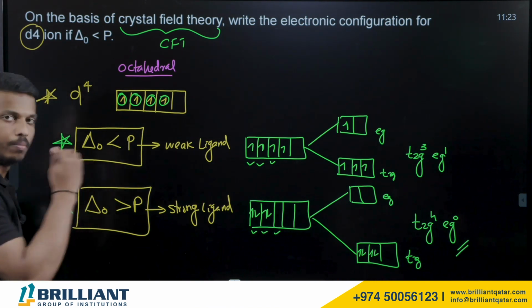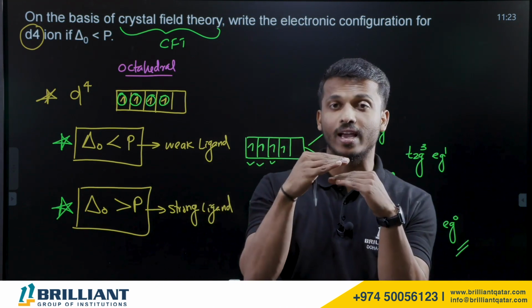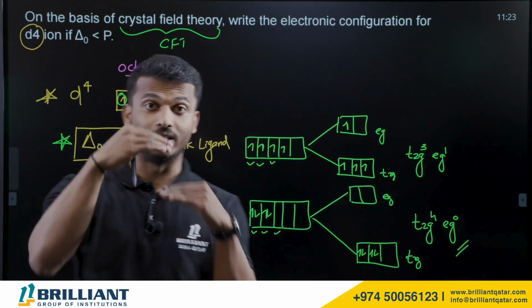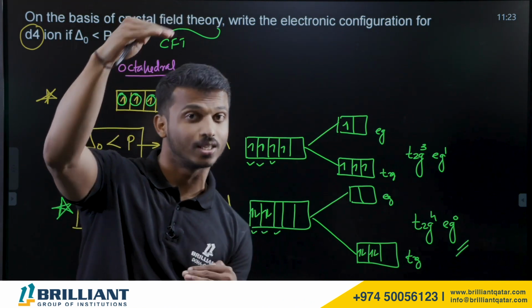Delta O lesser means they are giving the idea of a weak ligand. Delta O greater means there is a strong ligand.